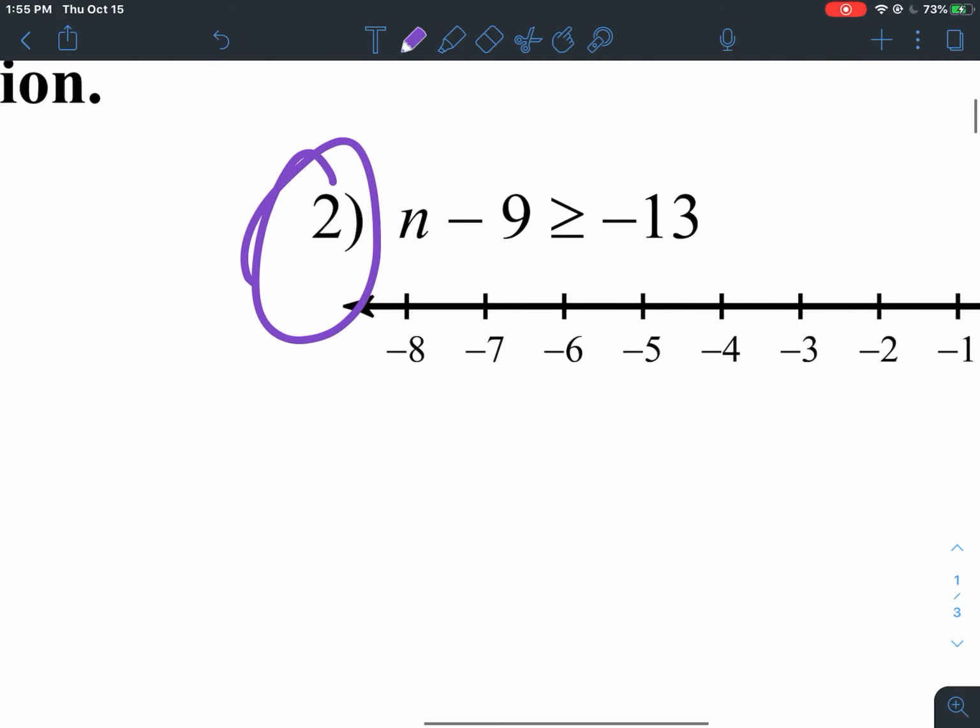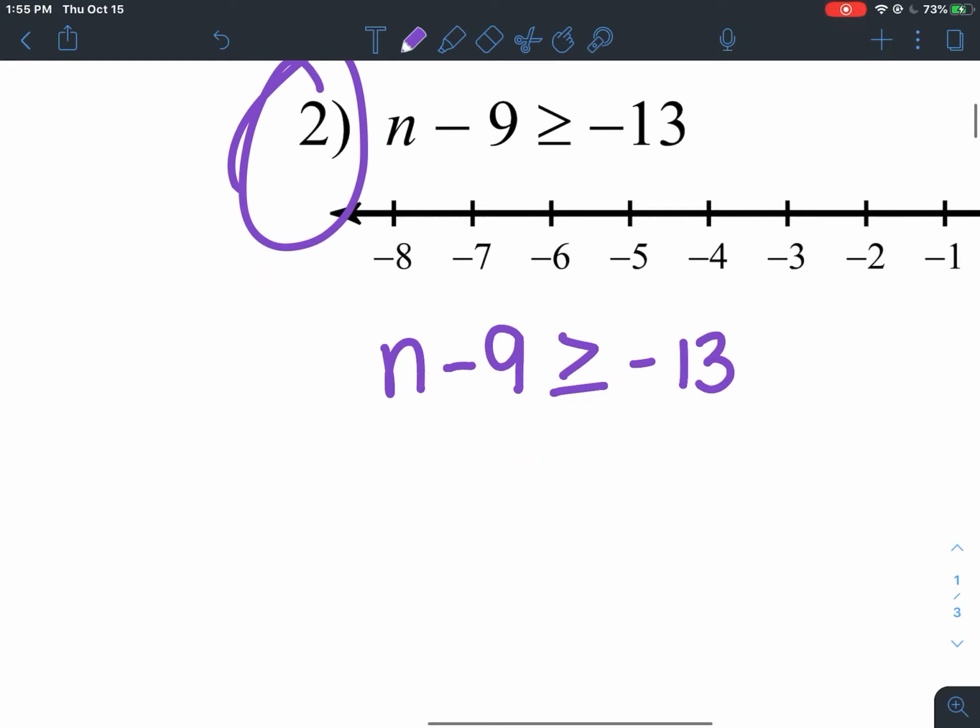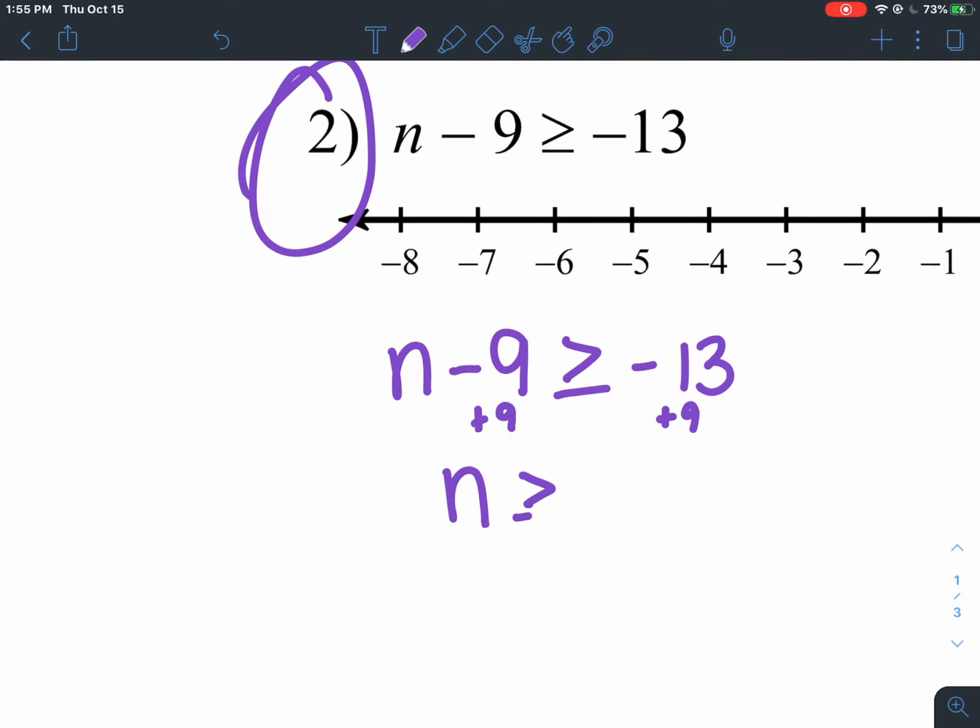Okay, let's do number 2, a little bit different. n minus 9 is greater than or equal to negative 13. Again, I want n to be by itself, so I'm going to add 9 to both sides. Negative 13 plus 9 is negative 4. So n is greater than or equal to negative 4. Greater than or equal to gets a closed circle because my answer could be negative 4. Negative 4 is greater than or equal to negative 4. They're equal to each other, so it works.